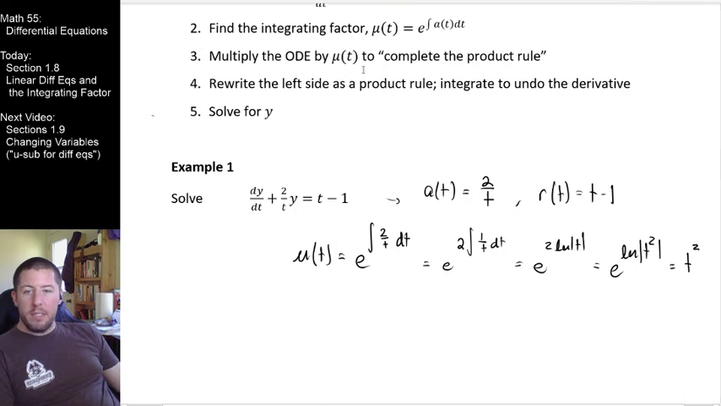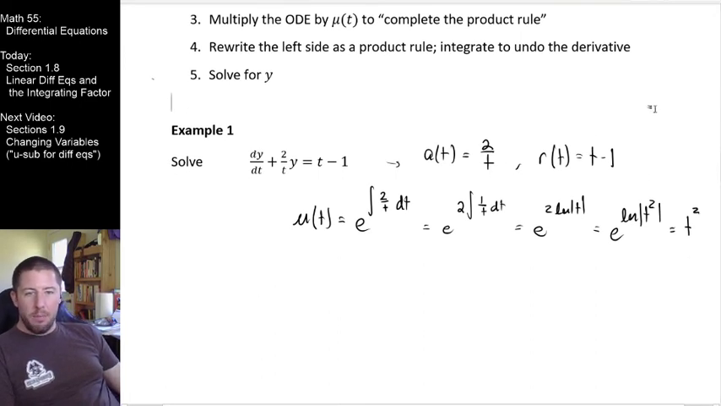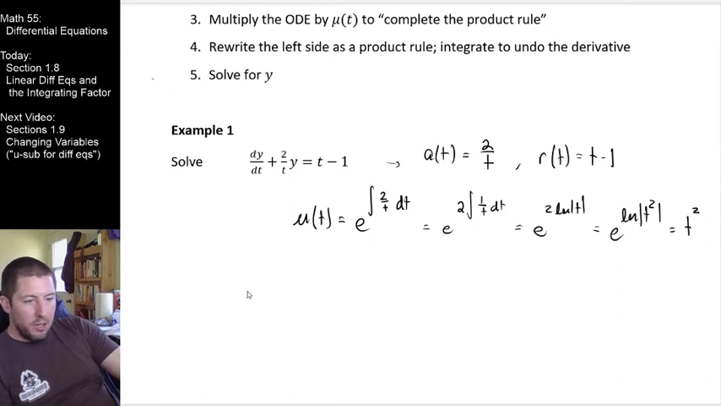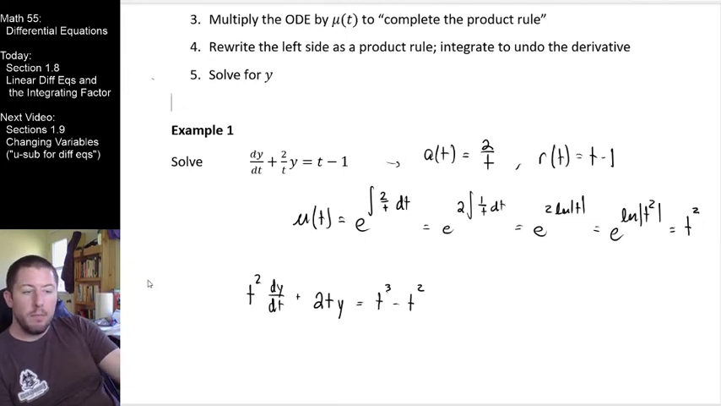So step 3 now says multiply the whole dang differential equation by this mu of t, and then recognize that the left-hand side is now the product rule. So now it looks like I'm going to do t squared times dy dt plus, when I multiply this by t squared, a t on top cancels with a t on bottom. So that's going to give me 2ty equals, don't forget to multiply your right-hand side by t squared. That definitely matters. So I've multiplied by mu, and it gave me this.